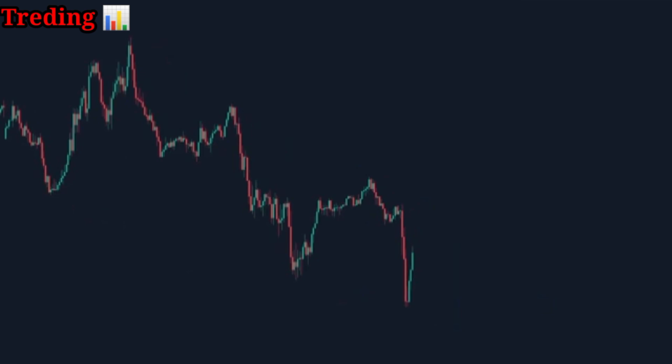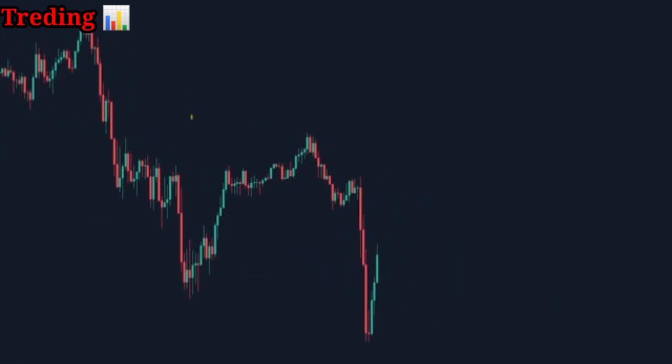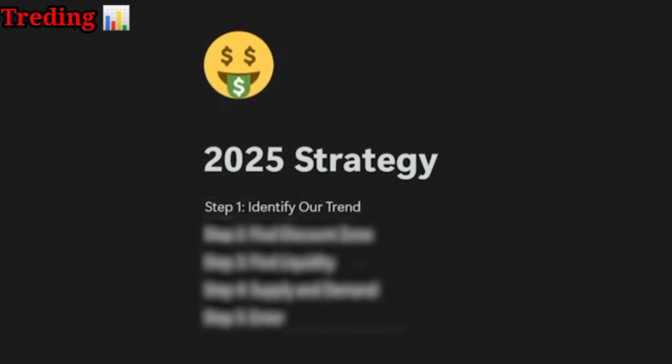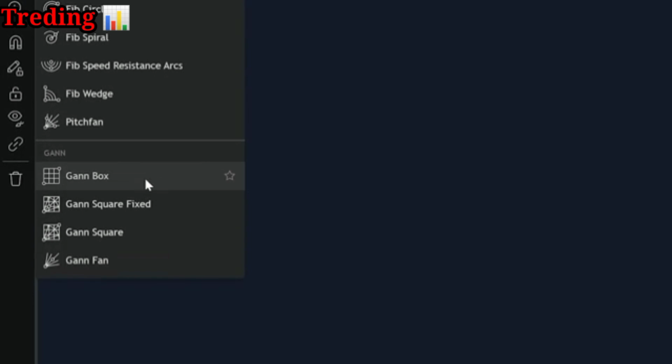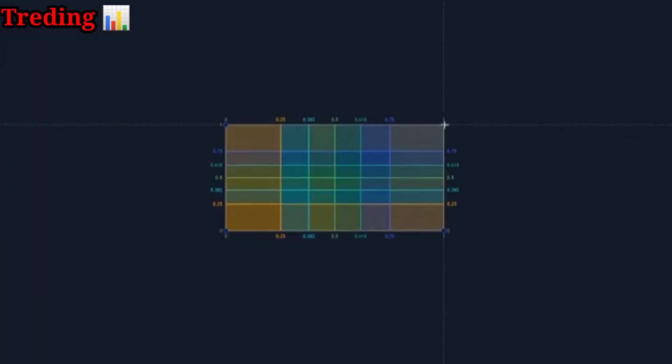Now that we know we're in a downtrend, we're gonna zoom in on our chart. If we analyze this most recent price movement, we can see price recently broke this low and is starting to correct a bit. Which brings us to our next step, finding a discount zone. To do this, go to the left-hand side toolbar, click this arrow, and switch to the GAN box tool. This should give you something that looks like this.